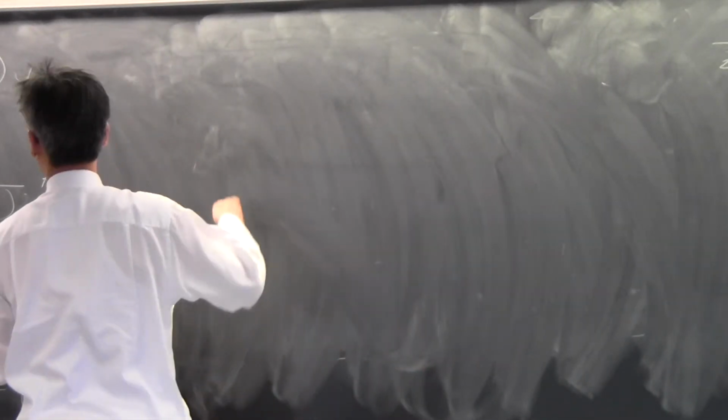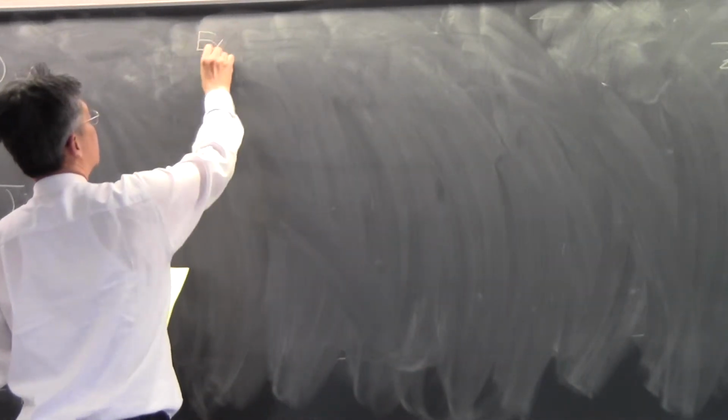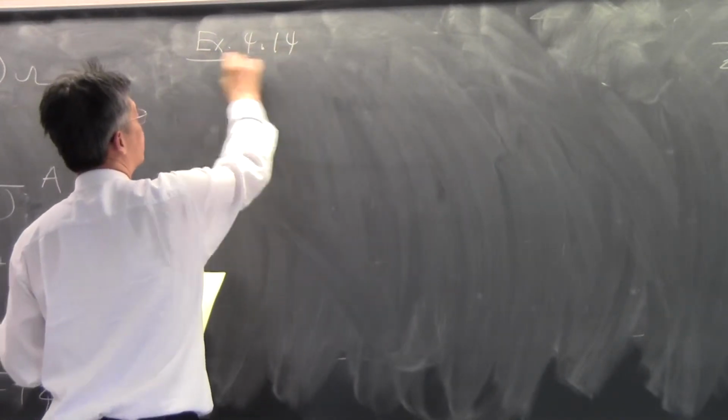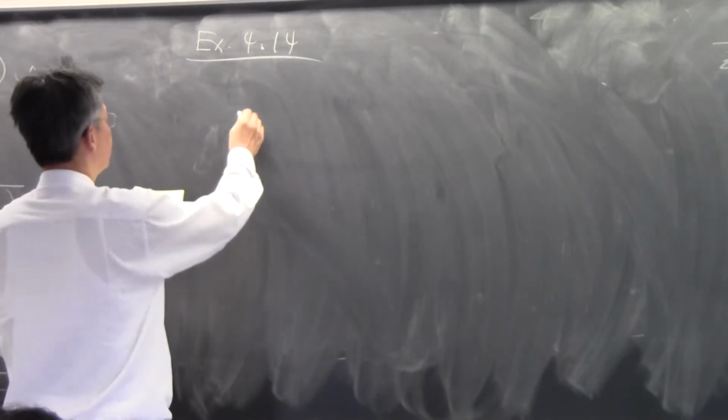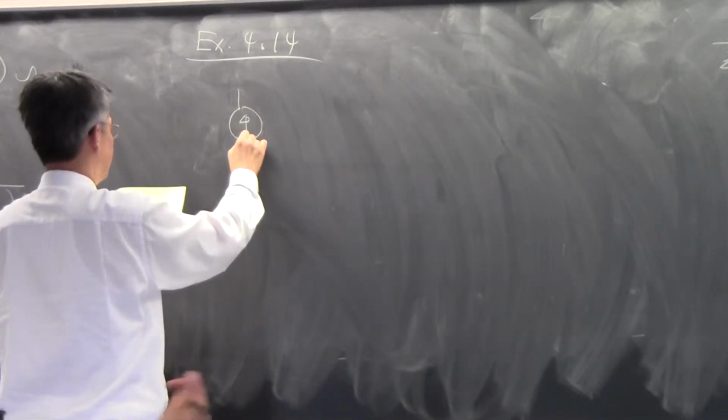Let's look at example 414. Because of lack of time, I will just write down the phasor diagram directly. You can look at the original diagram in the textbook. The phasor circuit will be just this one over here.